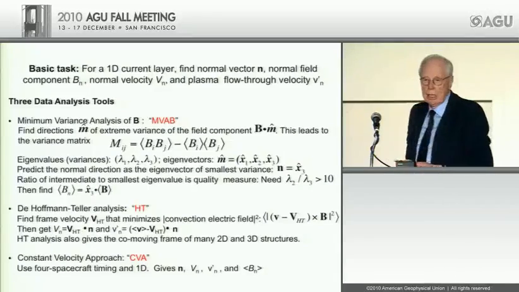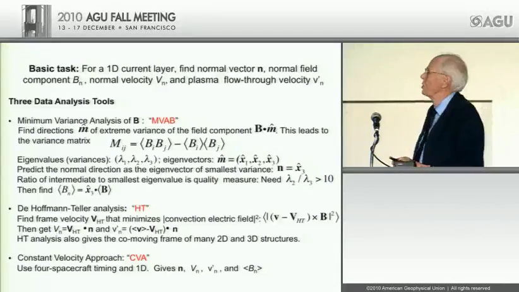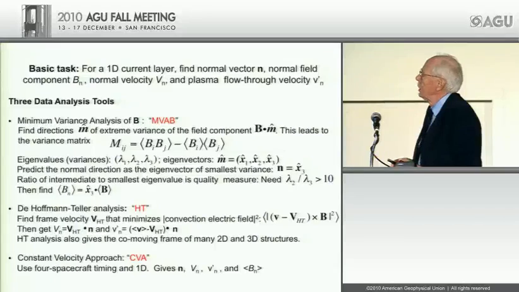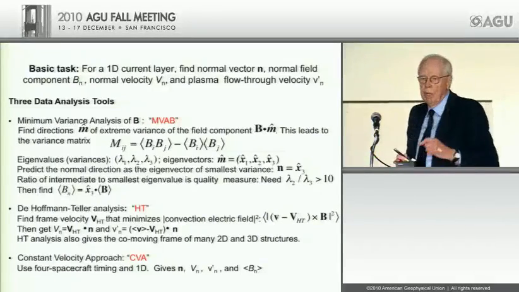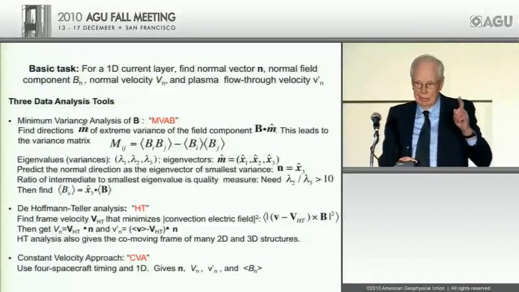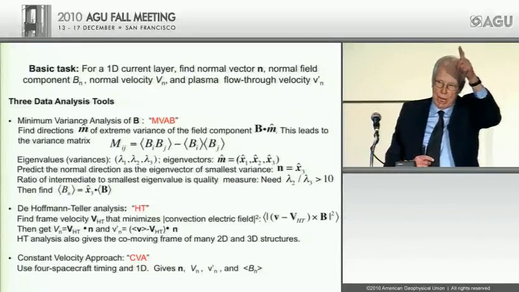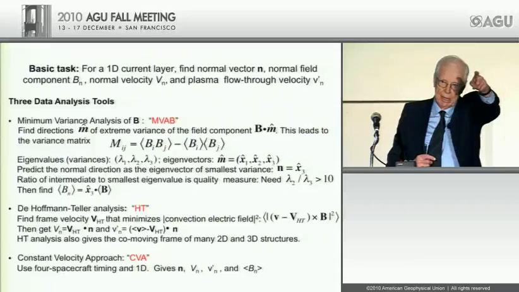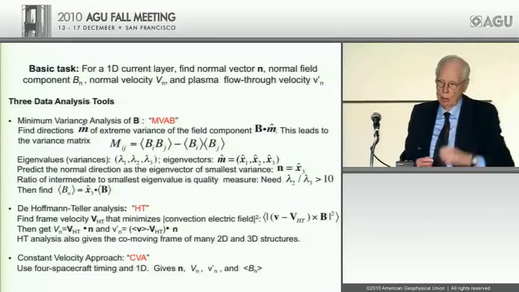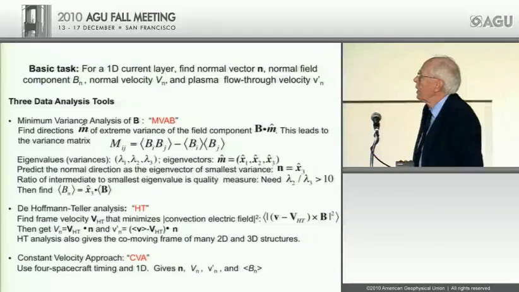Okay. To do this, we need 3 data analysis tools. There are many more, but we only need 3. And the first is minimum variance analysis of the magnetic field. That involves, as I think most of you know, looking in different directions in space, projecting the measured magnetic field along that direction, and looking for extreme variances in that component. That leads to the variance matrix that you can see up there.